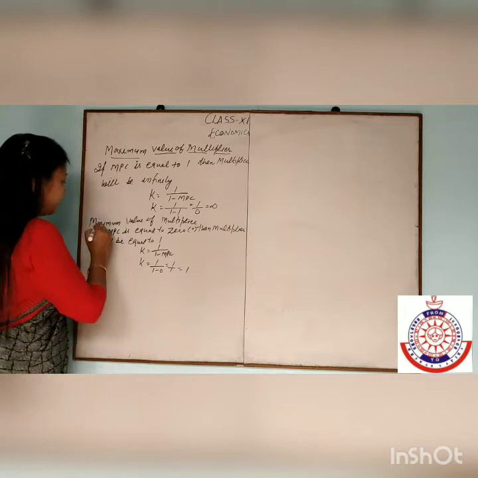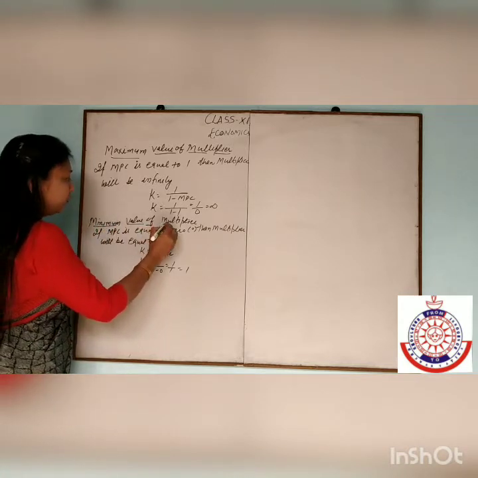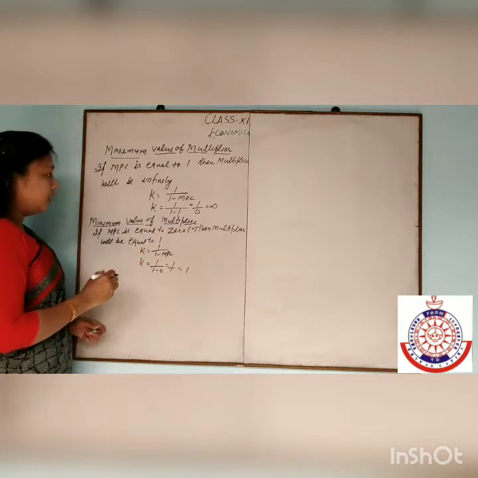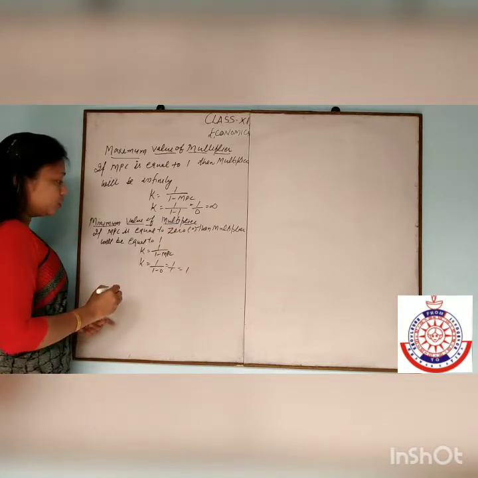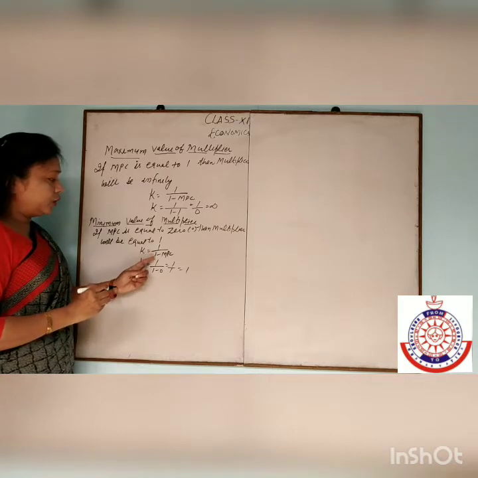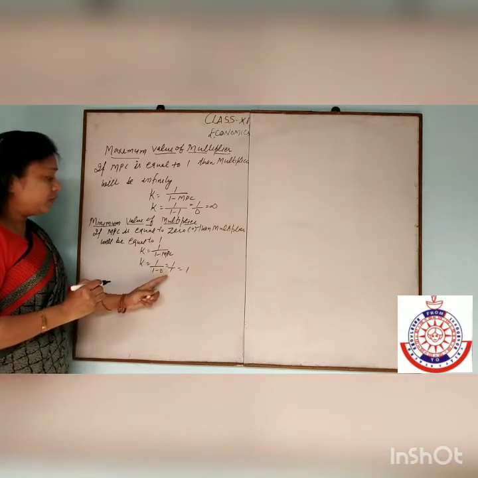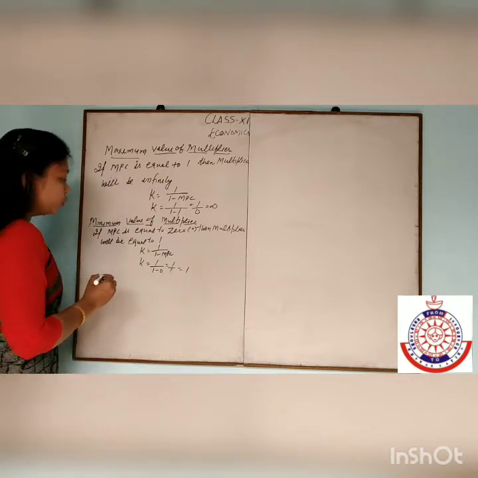Minimum value of a multiplier: when the value of MPC is equal to 0, then the multiplier will be equal to 1. K is equal to 1 over 1 minus MPC. K is equal to 1 over 1 minus 0. 1 by 1, that is equal to 1.